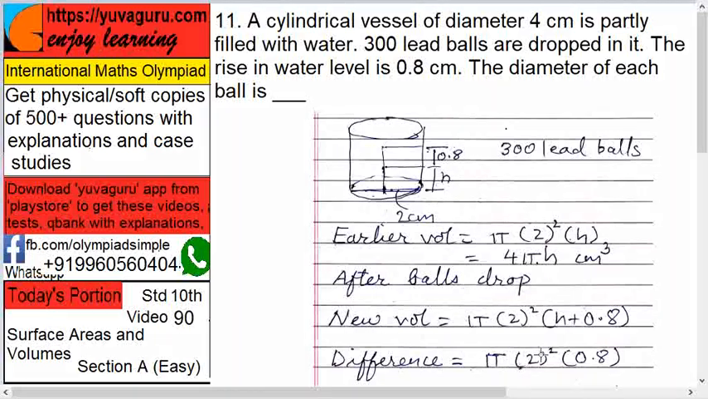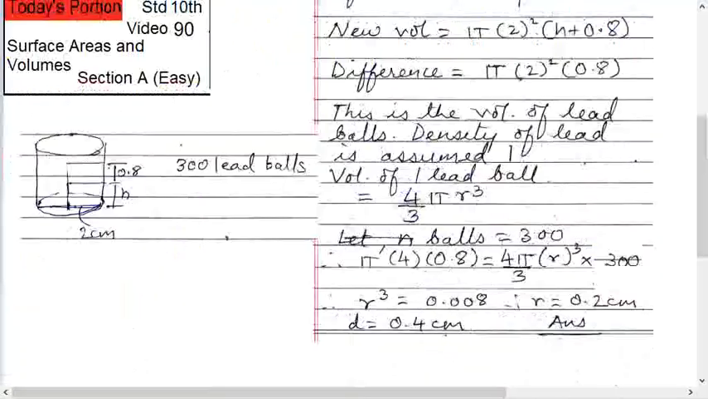Solve this. Pi into 2 square, difference means this minus this. So pi into 2 square into 0.8, right? Next. Now this difference in water level is because of what? Because of the lead balls. So this is the volume of the lead balls, right? Density of lead is assumed to be 1.